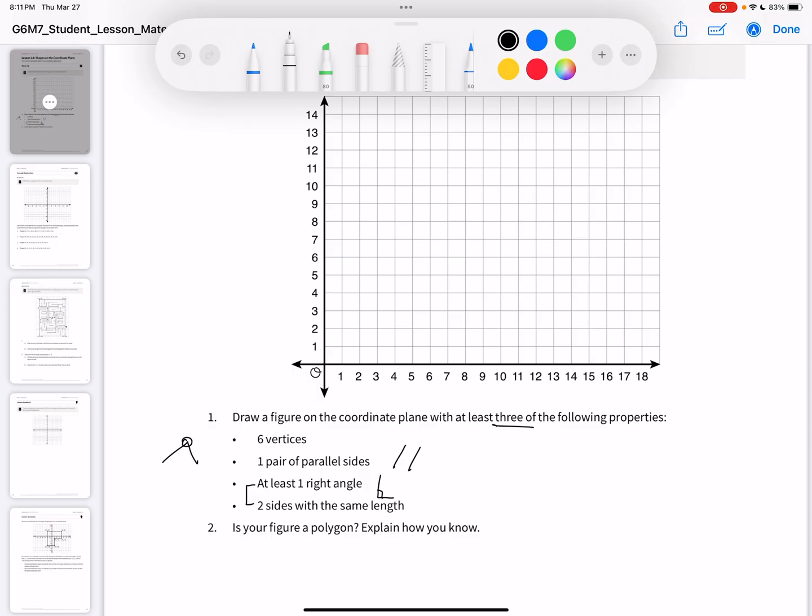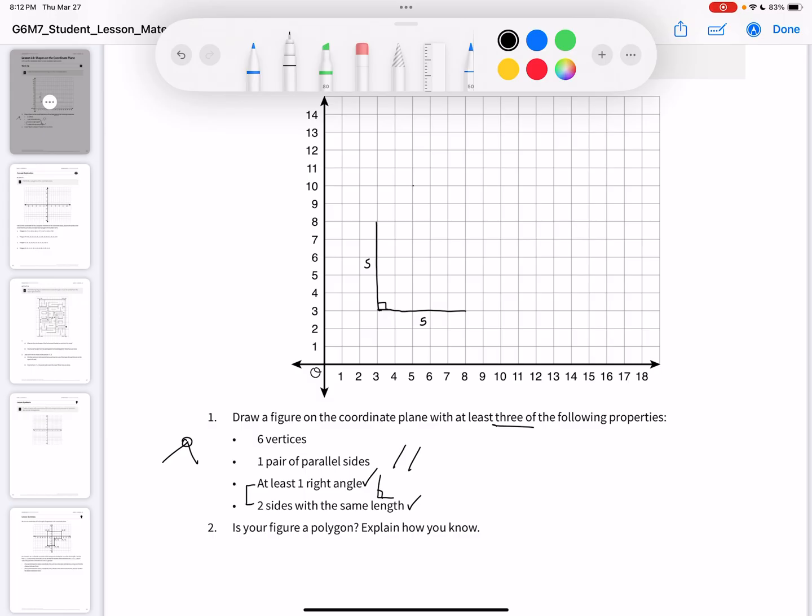So I'm just going to start in here, and we're going to go 1, 2, 3, 4, 5. 1, 2, 3, 4, 5. All right, so this is now a right angle, and this is 5, and this is 5. So I've done 1 right angle and 2 sides with the same length, okay? Now I either need 6 vertices or 1 pair of parallel sides. I'm going to go with the 6 vertices because that sounds fun.